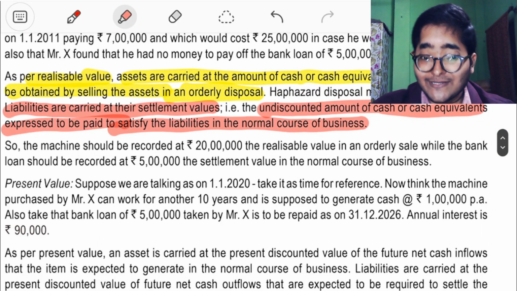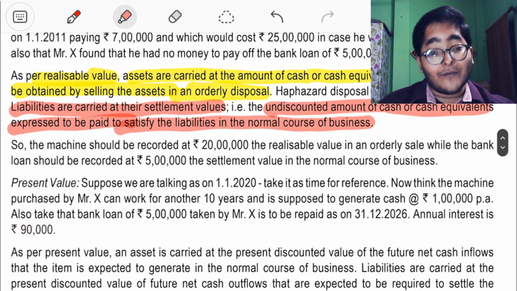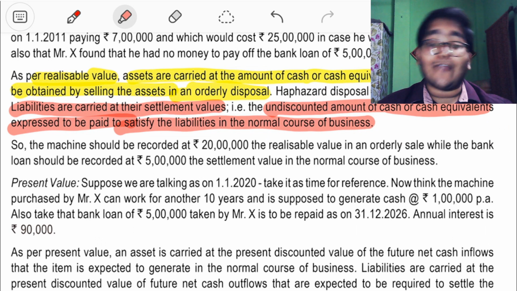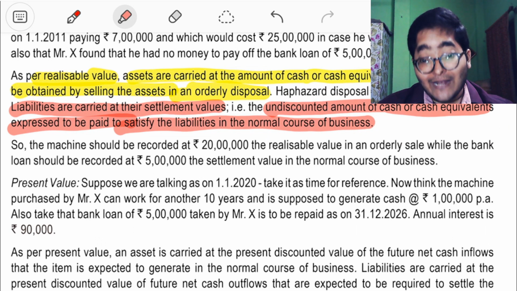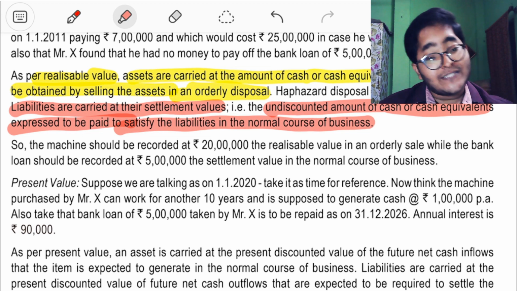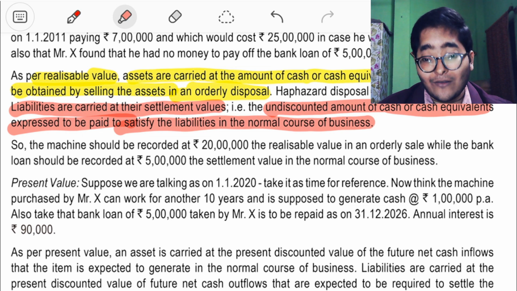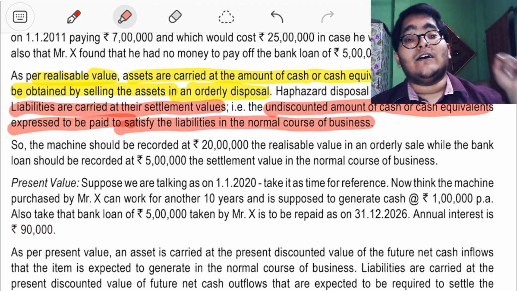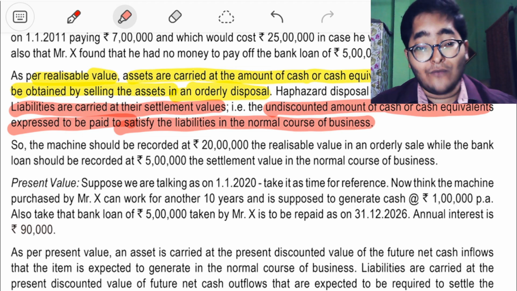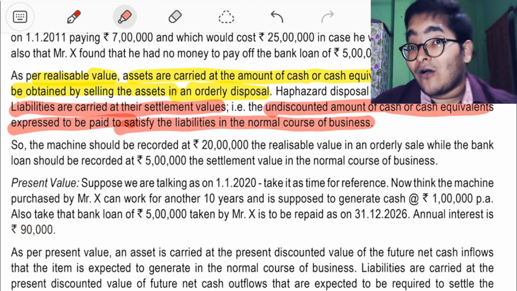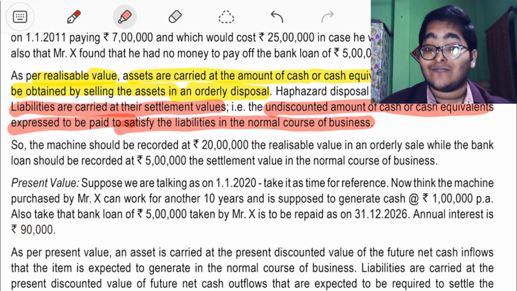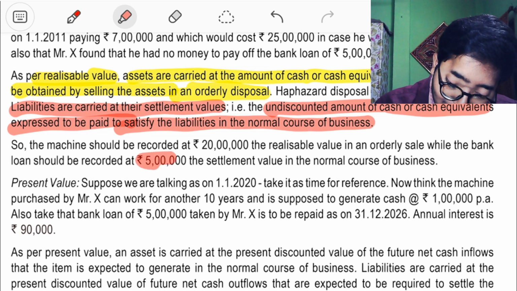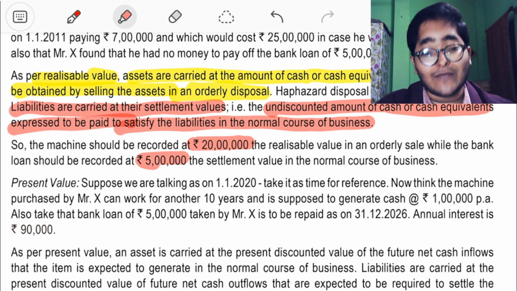So, back to our example. The machine should be recorded at rupees 20 lakh, its realizable value in an orderly sale, while the bank loan should be recorded at rupees 5 lakh, the settlement value in the normal course of business. Why? Because the businessman has no value or no amount left to set off the liability today itself. That is why the value is rupees 5 lakh and the asset value is rupees 20 lakh.